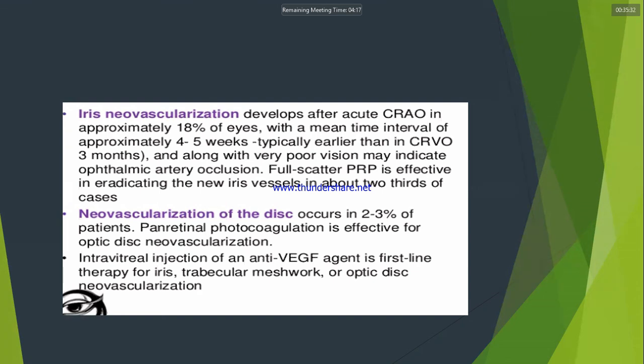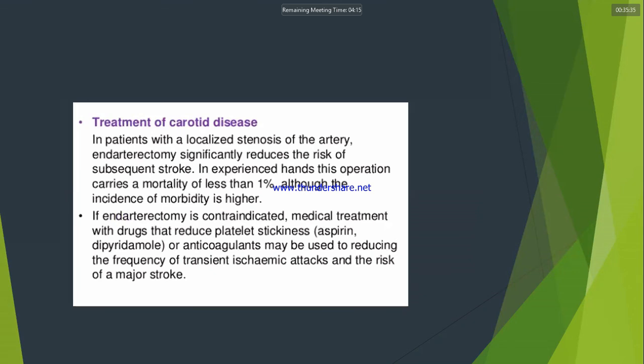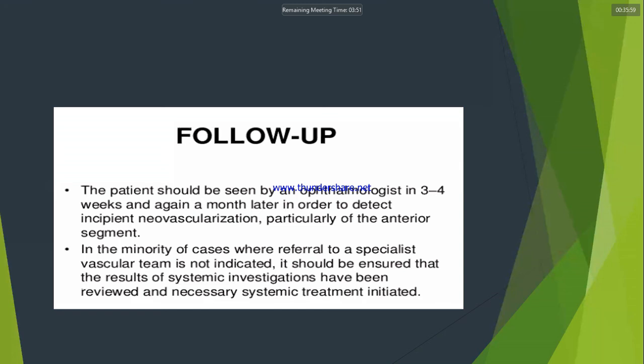So these are the other modalities of treatment, and we go for the treatment of other carotid diseases, like in patients with localized disease. So we go for treatment with different groups of drugs like aspirin, and follow-up of the patient is very important: to see the ophthalmologist within 3 to 4 weeks and again a month later in order to detect any new vessel formation. So it is very, very important.